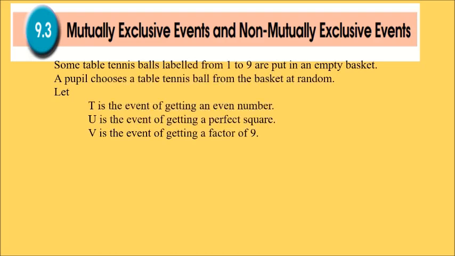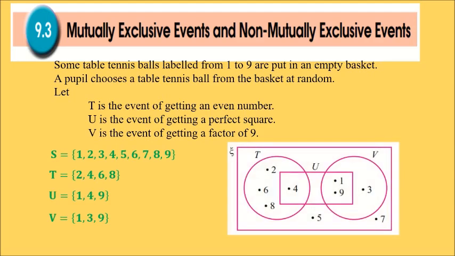Okay, here is an example. Some table tennis balls labeled from 1 to 9 are put in an empty basket. A pupil chooses a table tennis ball from the basket at random. Let T be the event of getting an even number, U the event of getting a perfect square, and V the event of getting a factor of 9. So now we list down all the possible outcomes for S, T, U and V.